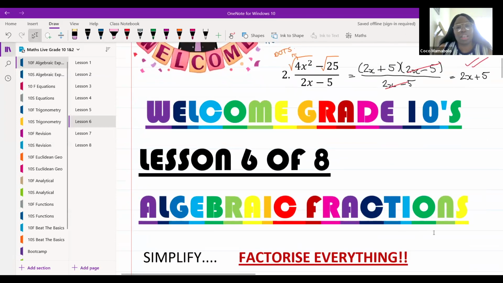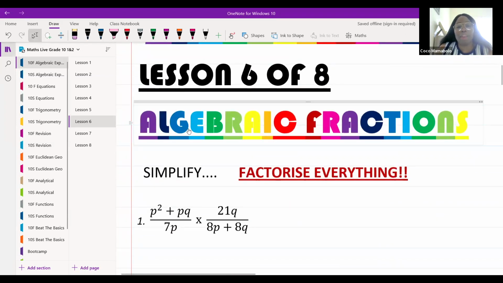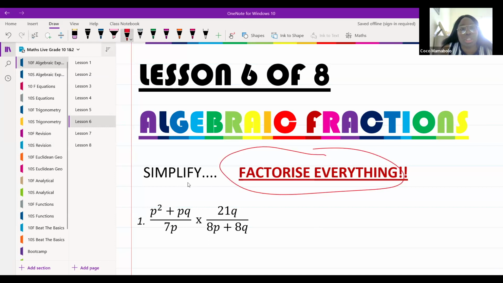Okay, we're still on algebraic fractions, but this time I've got 2 fractions. I've got one there, one there. But our instruction is still to factorize everything. We are still making sure that we factorize absolutely everything.